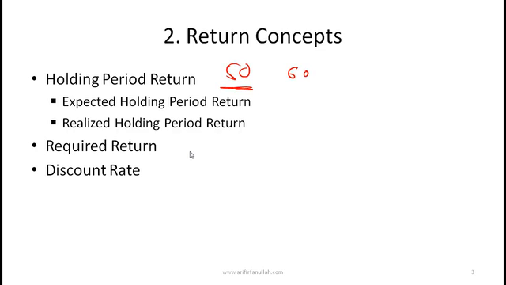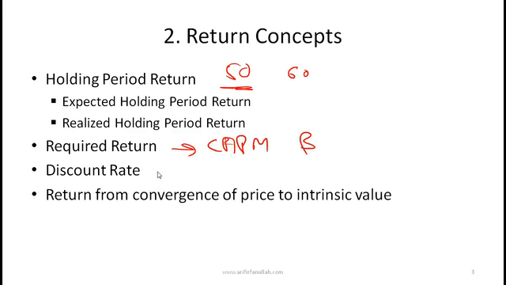What do we mean by the required return? The required return is the return that you require based on the level of risk that you are taking. Very simplistically, this is typically derived from a model such as CAPM, which is based on risk. So that's your required return. What's a discount rate? That's simply, in your formulas, the rate at which you discount your future cash flows.